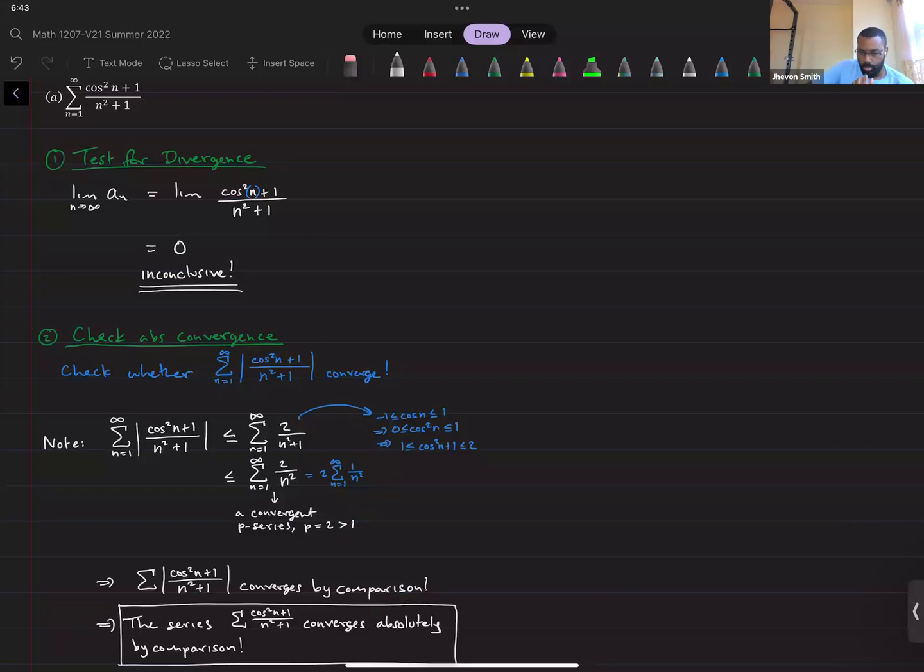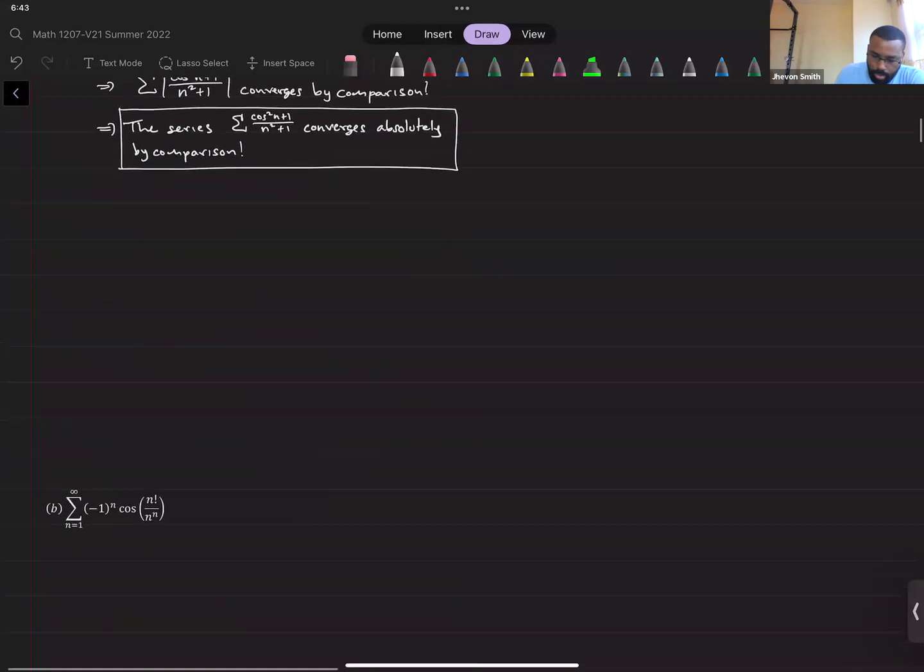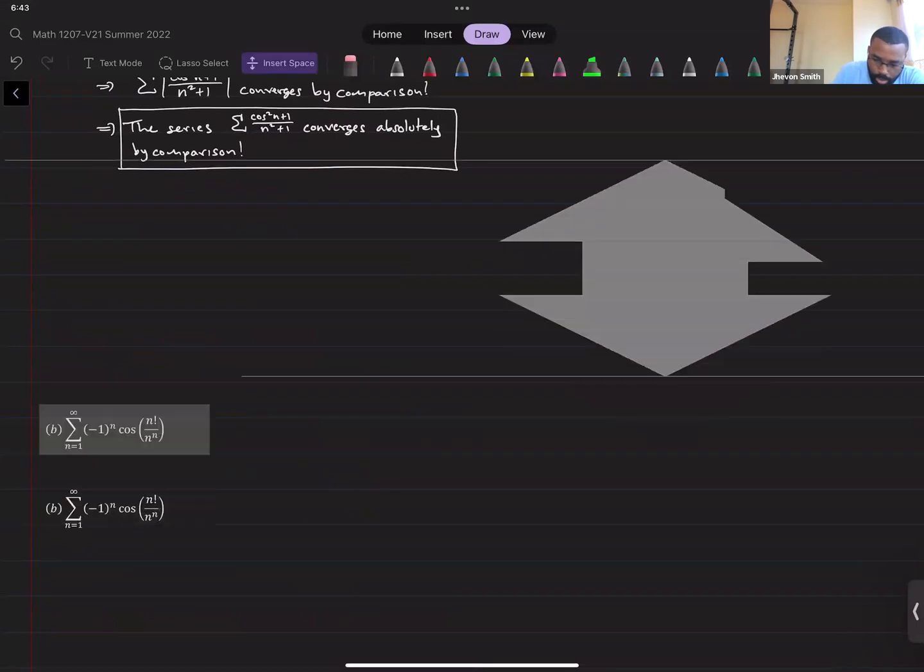In this case, the first thing we want to do is put absolute values around it and check if it converges. If that converges, awesome. We stop and we say it converges absolutely. If this didn't work out, what I would do is remove the absolute values and try something else. But in this case, it worked out, so we're good. Let's move on to the next example.